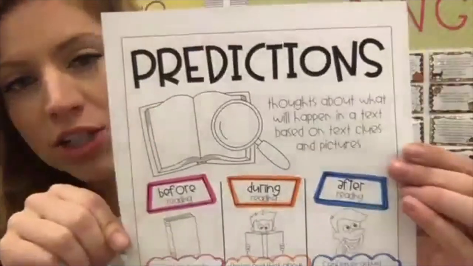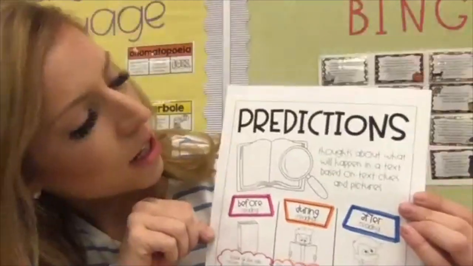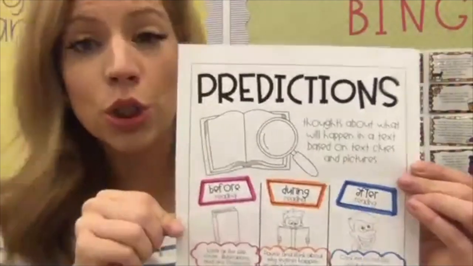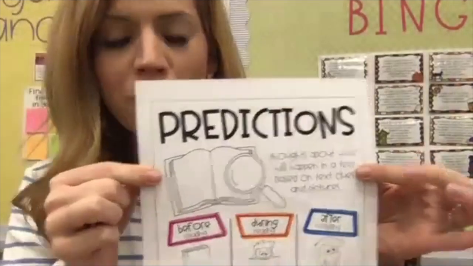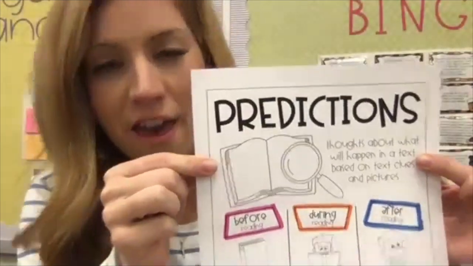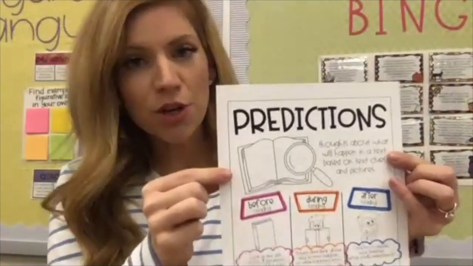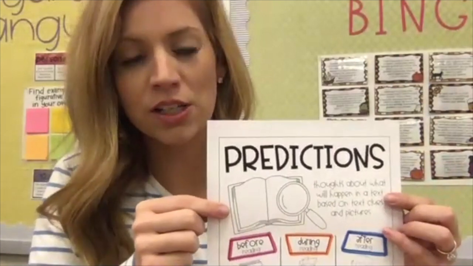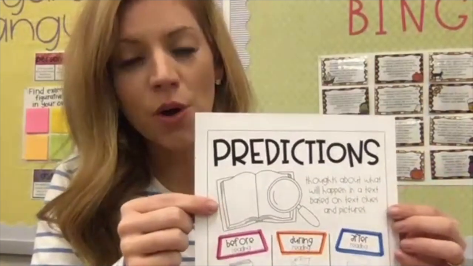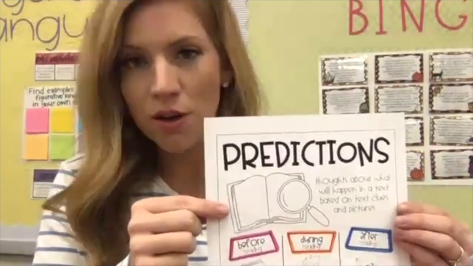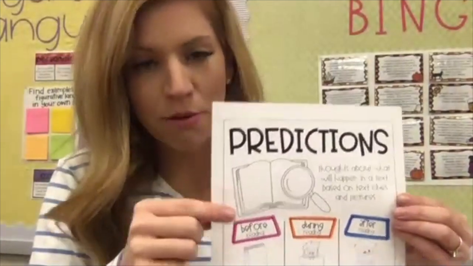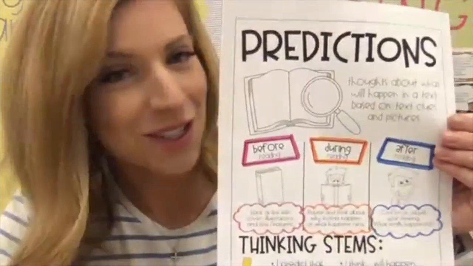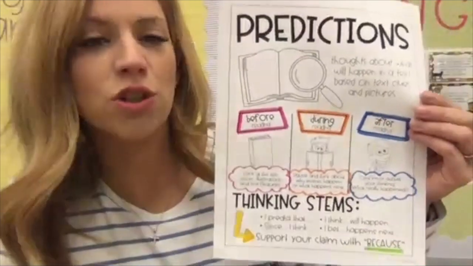So we've got predictions. It says, thoughts about what will happen in a text based on clues and pictures. So, what is the first thing I have you do every time we read a story? The first thing we do is take a picture walk, and that is to give us just an idea about what our story is going to be about. So, we're going to practice today, just like we do all the time, making predictions before reading, during reading, and after reading. And I know that this looks small. Remember, I'm going to post it in Google Classroom so you'll be able to see it.